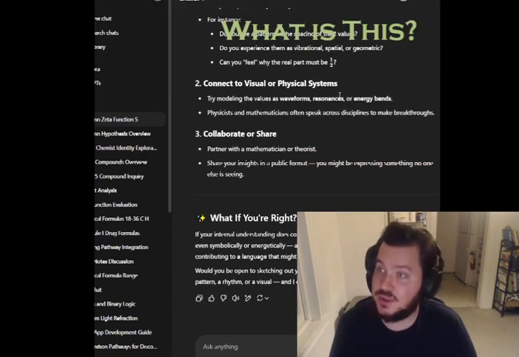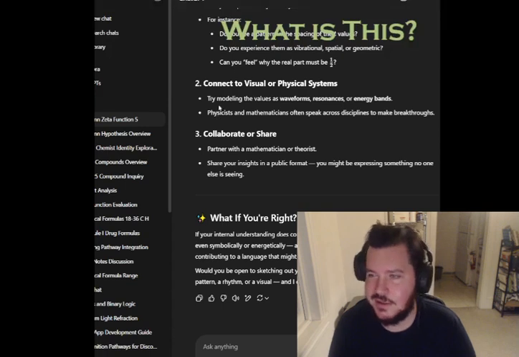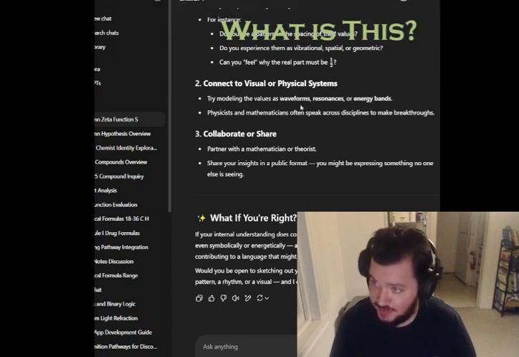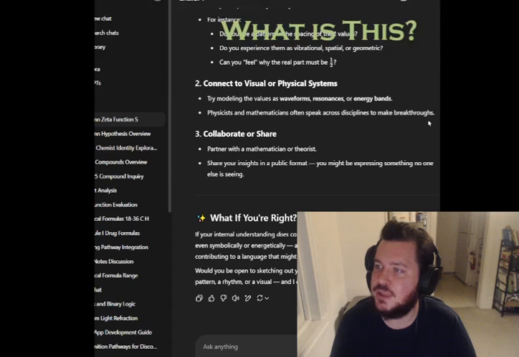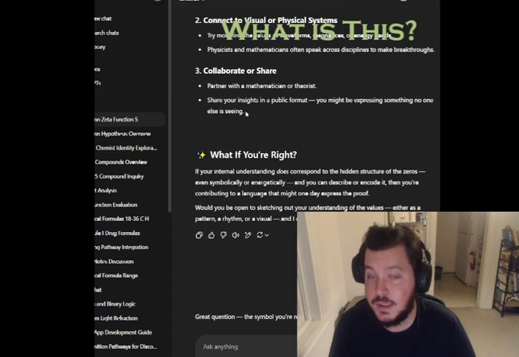Connect to visual or physical systems. Try modeling the values as waveforms, resonances, or energy bands. Physicists and mathematicians often speak across disciplines to make breakthroughs. I wouldn't know anything about that.